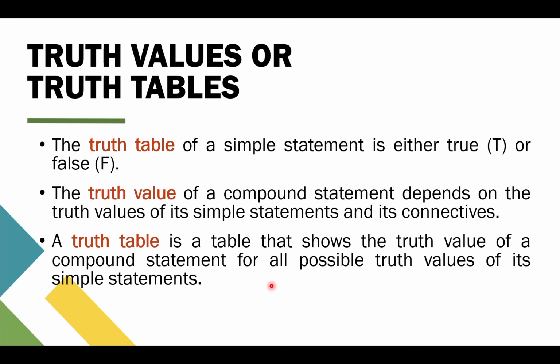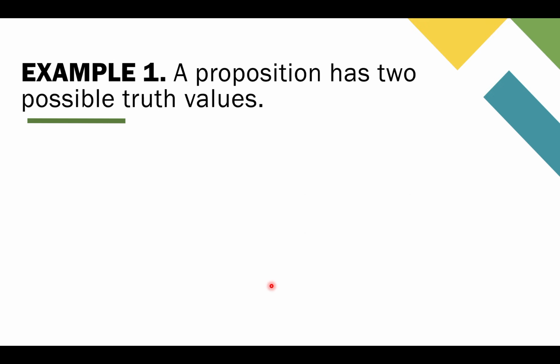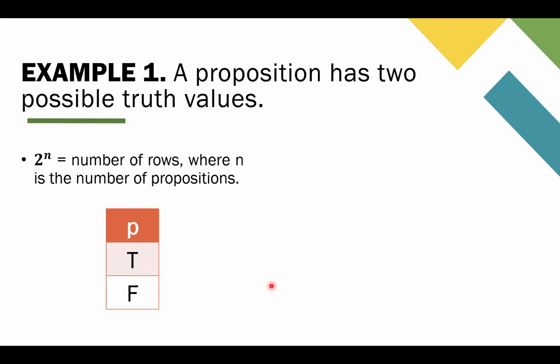ina-analyze natin. Okay. So, for example, a proposition has 2 possible truth values. Remember, class, itong 2 possible truth values natin, that is true or false. So, hindi siya pwedeng maging true and false. Hindi siya pwedeng maging parehas. Okay, so this one, class, 2 raised to n daw is equal to number of rows where n is the number of propositions.